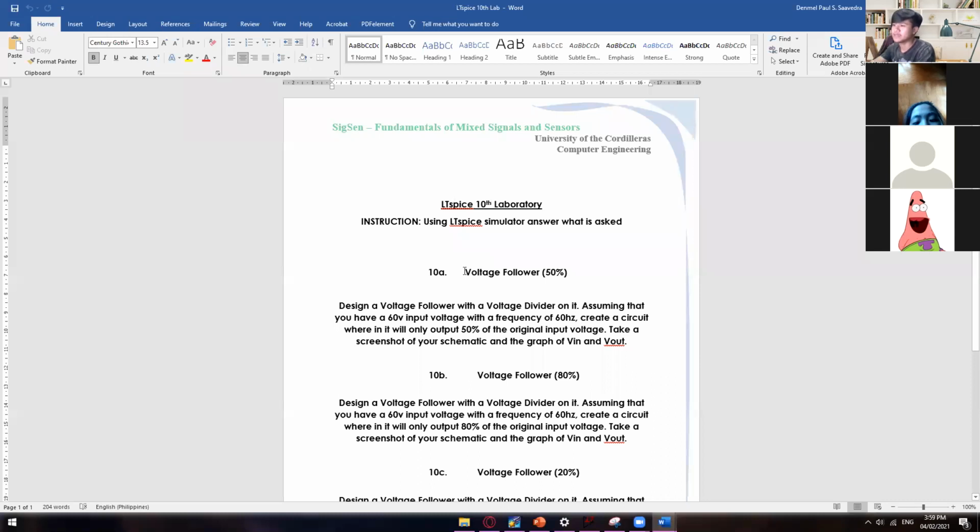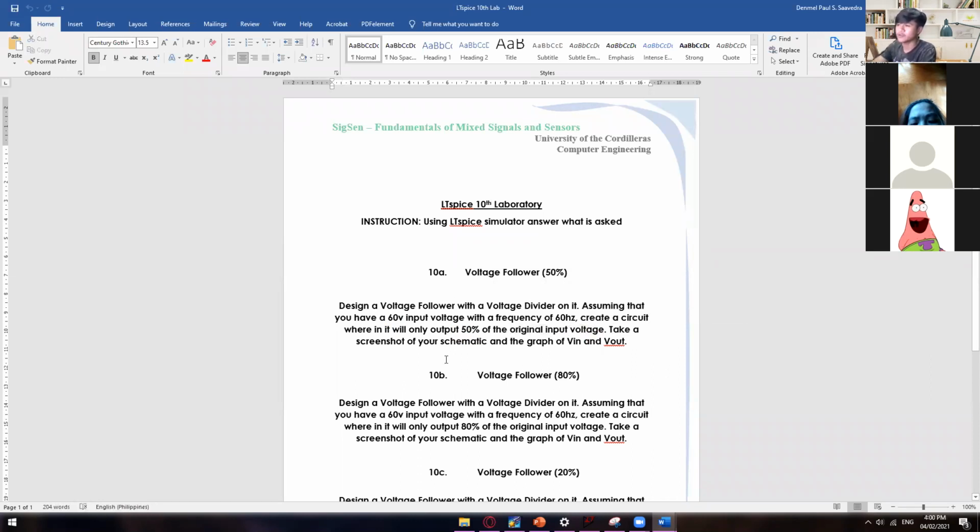So I would like you guys to create a voltage follower wherein it will only give you an output of 50%. Okay. So design a voltage follower with a voltage divider on it, assuming that you have a 60 volts input voltage with a frequency of 60 hertz. So create a circuit wherein it will only output 50%. So I guess this one is super straightforward. So 50% of the original input voltage.